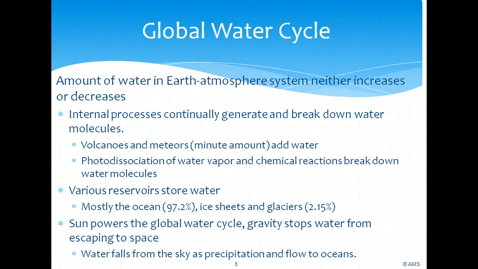In this chapter, we're going to consider how the global water cycle functions, particularly as it relates to the transfer of water between the Earth's surface and the atmosphere. As this slide points out, the total amount of water on Earth is neither increasing nor decreasing, although there are processes which continually generate or break down water, but these processes occur at essentially the same rate.